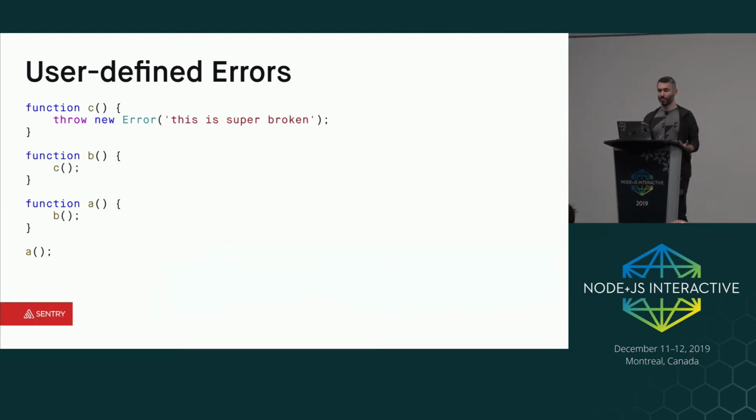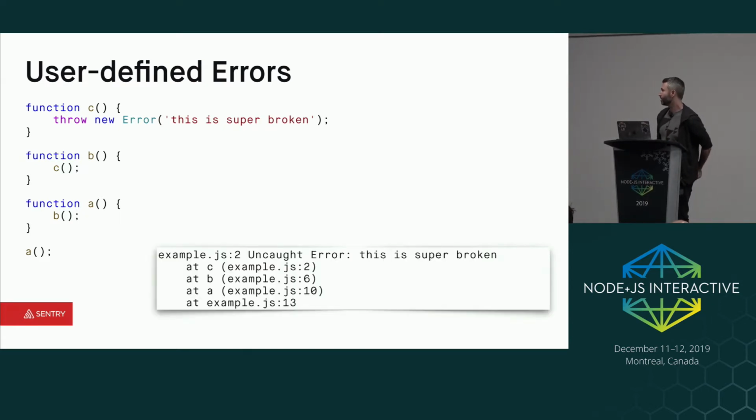So obviously, you don't have to throw reference errors. You can throw the base error object itself. And if you do that, you can see how the output is a little bit different. In this case, you see uncaught error. This is super broken, but the same stack trace generates from that point.